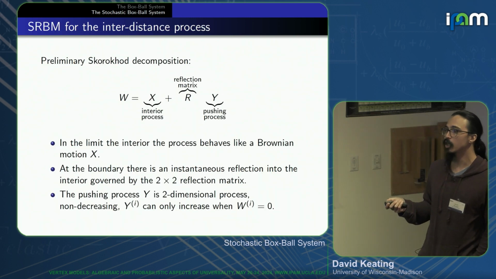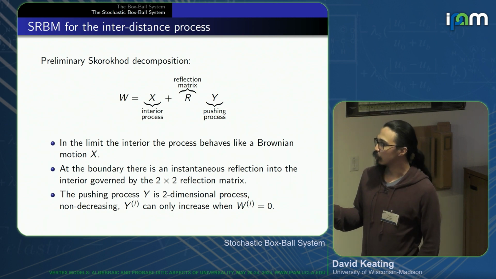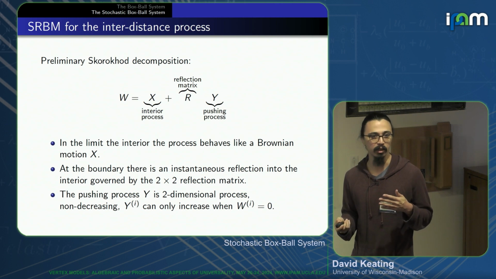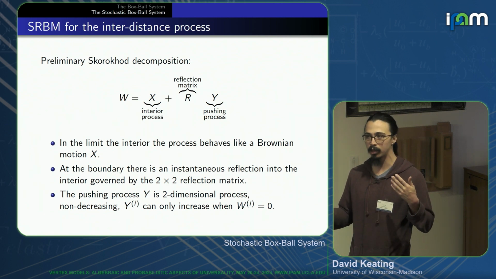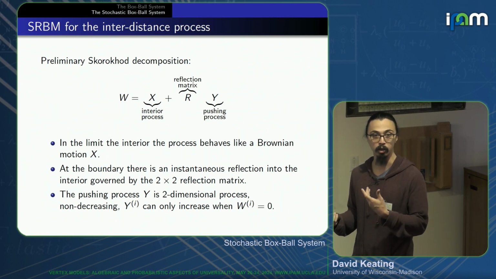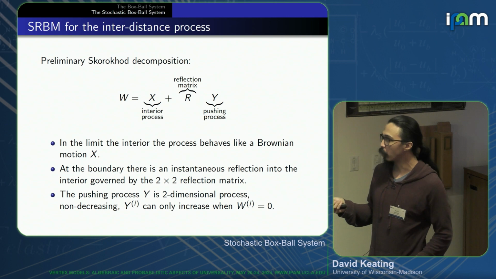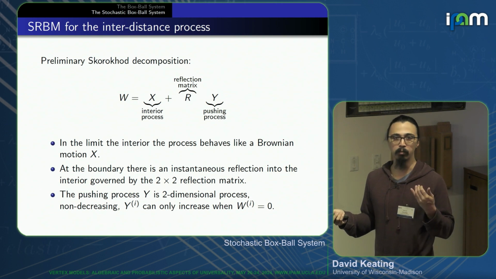So what does this mean? This means that we can decompose our process, so in this case W, into some interior process which is going to behave like a Brownian motion. So in our case, our interior process is when all the balls are spread out and we have some symmetric random walk, which in the limit will become some Brownian motion. So we can write our process as this Brownian motion bit plus a reflection part whenever you hit the boundary.